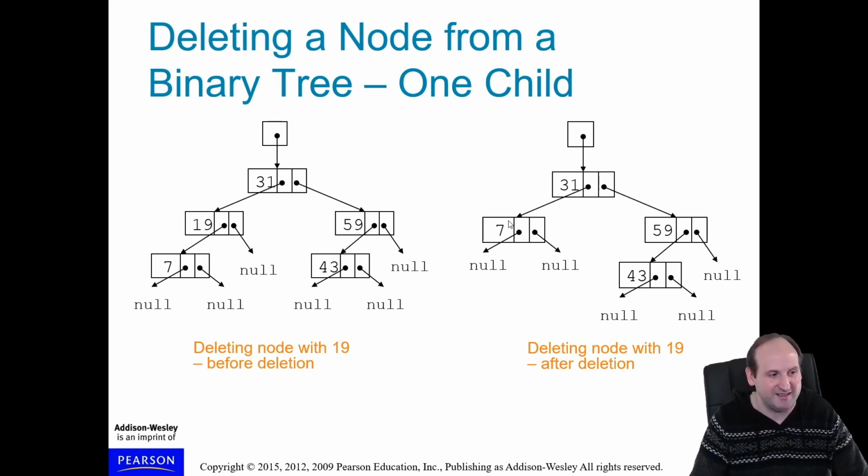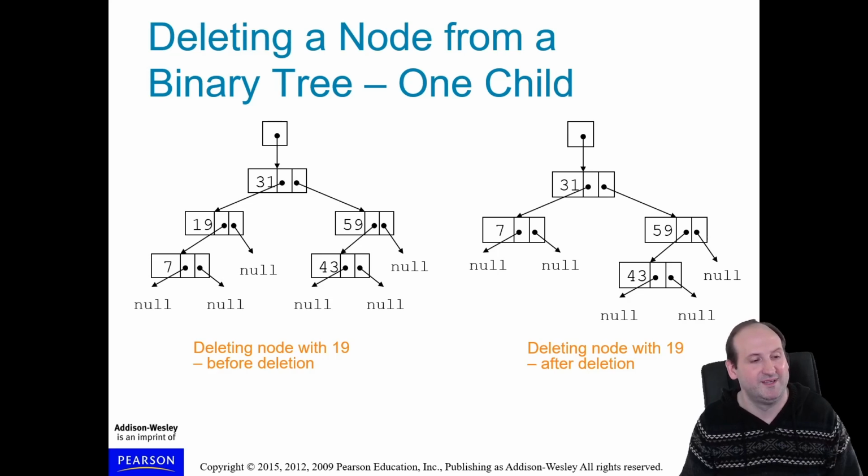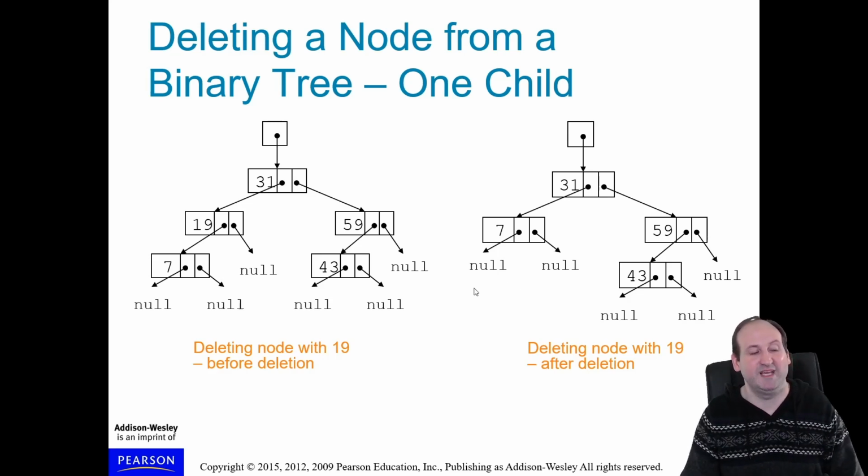I wish they had left the 19 in there, or just had the arrow point to 7 in the same place, because nothing moves around in memory, but it just feels like you're moving everything up. So again, with one child and one child only, whether it's on the left or the right, the link to the node that's going to be deleted is replaced with the link to its child. So the 31, instead of pointing to 19, will point to 7. Just like if I was going to delete the 59 here, since there's only one child, this pointer to 59 will now point to 43.